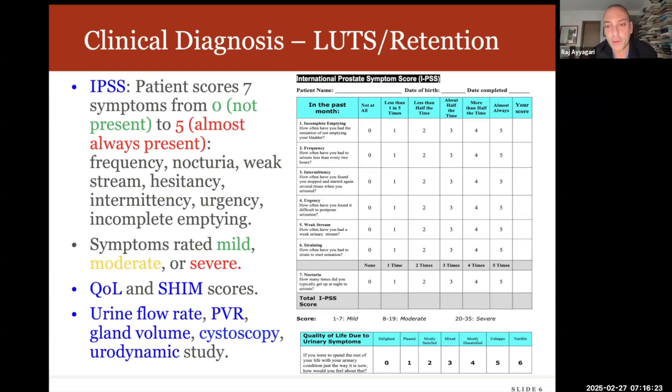So this is subjective, like what a patient kind of feels and how they themselves rate the problem. We'll also measure urine flow rates, or a PVR. That's the post-void residual. That for me is one of the most important numbers. We'll of course measure the gland volume.